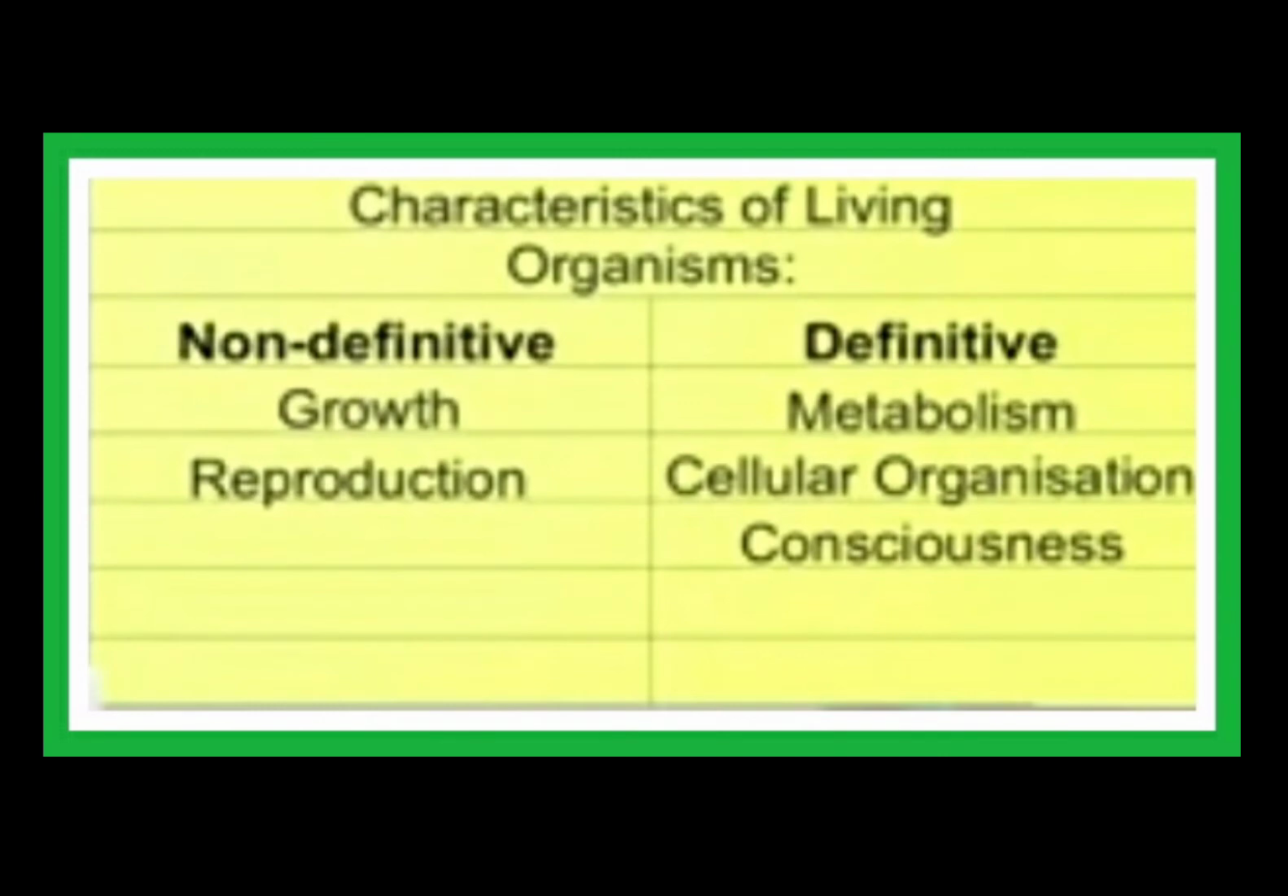So the non-definite characteristics are growth and reproduction. Why? Because sand dunes and mountains grow. Why is reproduction a non-definite feature? Because mules, worker bees and infertile humans cannot reproduce. So that's why these two are non-definite, the other three are definite.